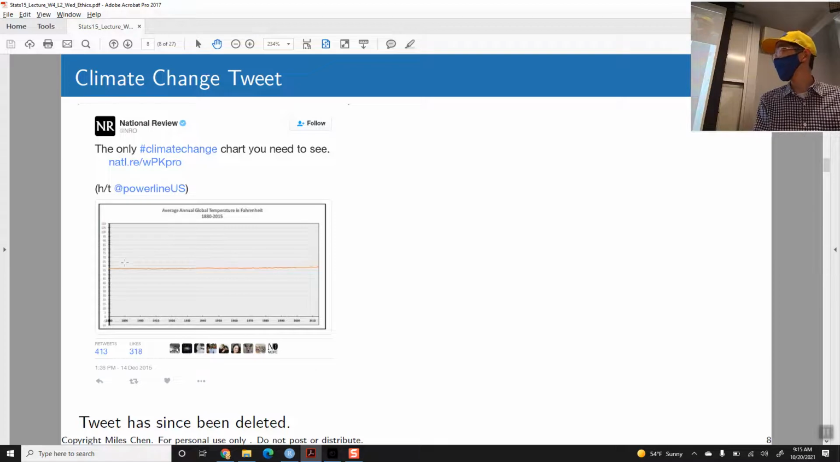And what does it look like? It looks like it's pretty flat, okay? And we're looking at annual average, okay? And the vertical axis goes from 0 degrees Fahrenheit to 110 degrees Fahrenheit, okay? And so what's the issue there? The issue there is that this scale is not appropriate for this graphic, okay?